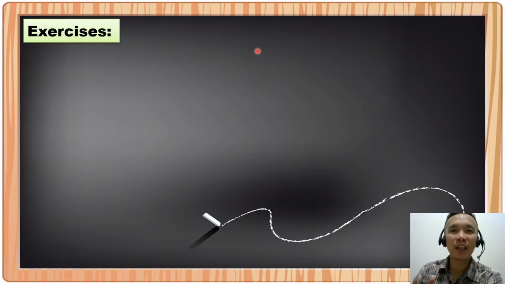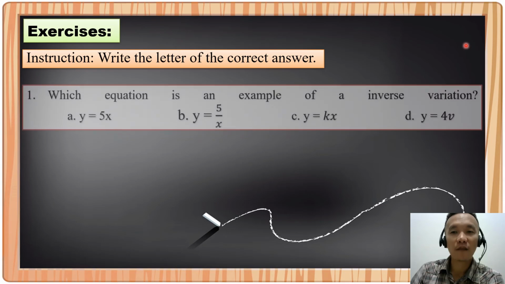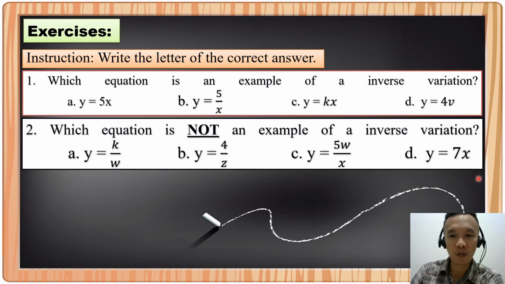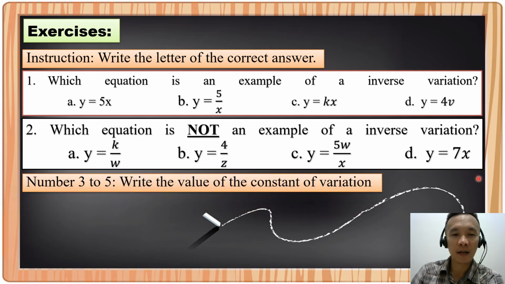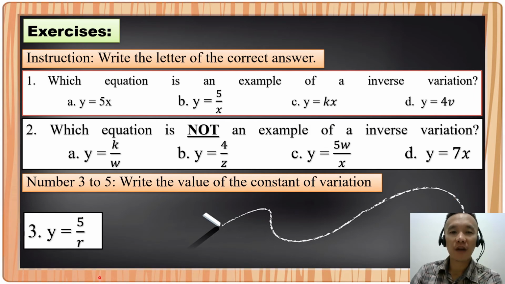Now, since we already know how to write our formula for inverse variation, and we already know how to solve problems involving inverse variation, we will have now an exercise so that you will be able to practice if you understood this lesson. So first, we are going to identify the correct letter of the following questions. That is for number 1 and number 2. That is 1 point each. And for number 3 to number 5, you are just going to identify the constant of variation.